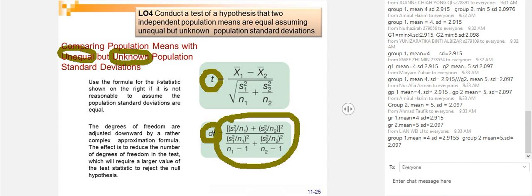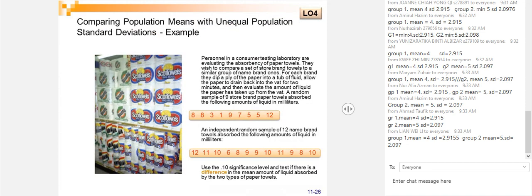Okay. So T and degree of freedom. We see example macam mana diberikan. Okay, here example di mana unequal standard deviation also unequal mean. So boleh kita minta George. Ya, sir. Boleh baca semua slide ni, John?